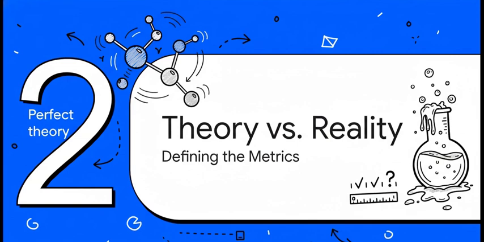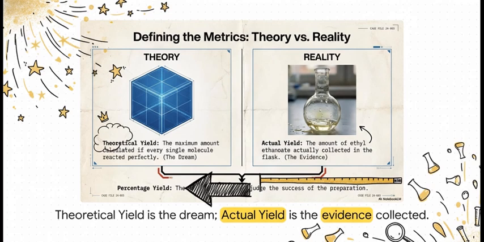Now, before we can call this a success or a failure, we need to know what we're even measuring. We have to define the metrics that separate the perfect world of theory from messy reality. On one side, you have the theoretical yield. This is the dream, okay? It's the absolute maximum amount of product you could possibly get if every single molecule reacted perfectly.